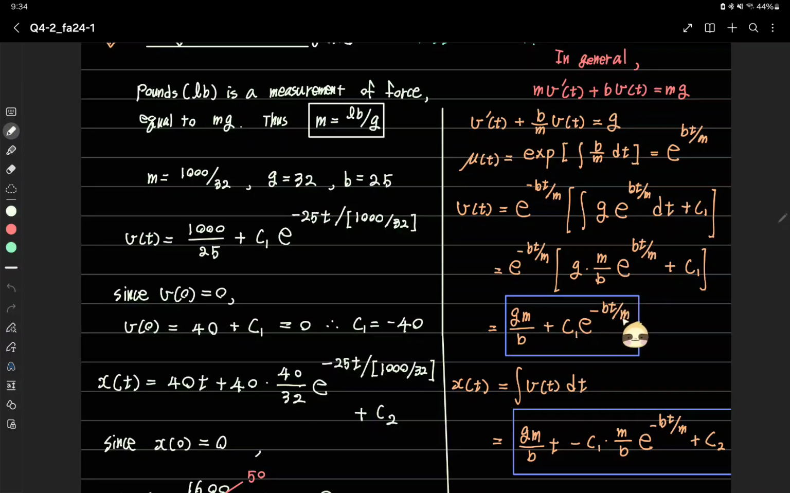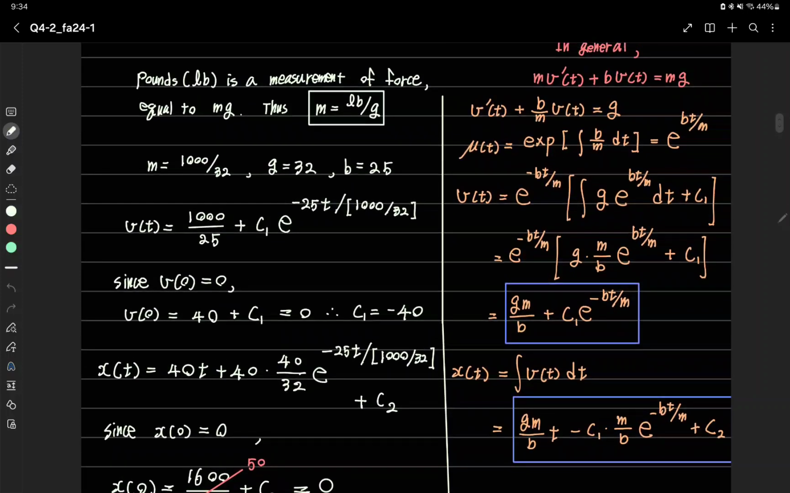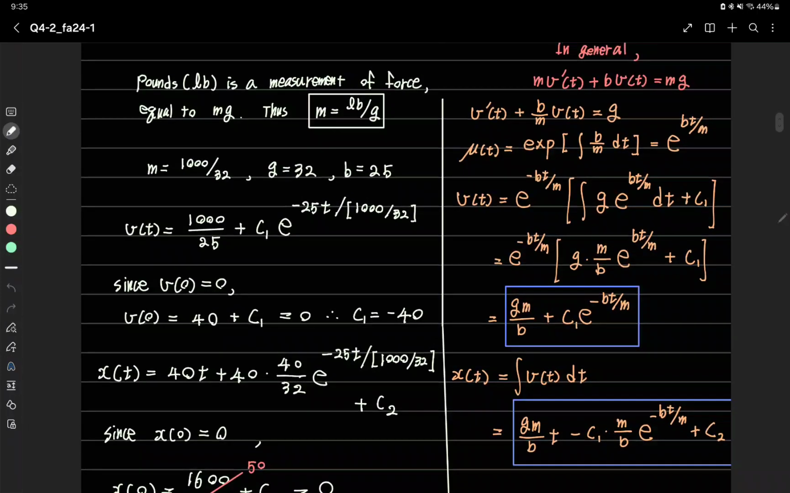So finally we get gm over b plus c sub 1, the constant of integration, times e to the negative bt over m. But we're going to find x of t, because the question is to figure out the time when the object hits the ground. So we need to find the function representing the displacement, the position of the object. To figure out the position function, we take the integral of the velocity. Taking the integral of this velocity, we get this.